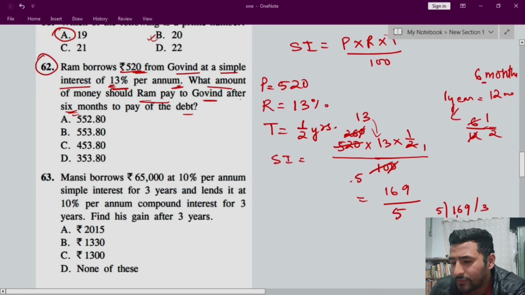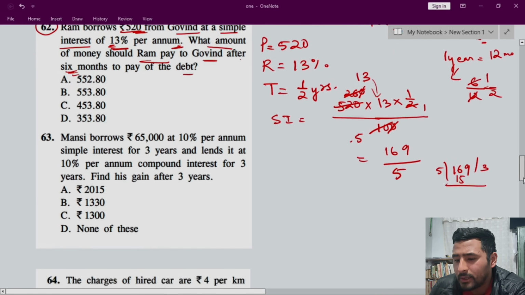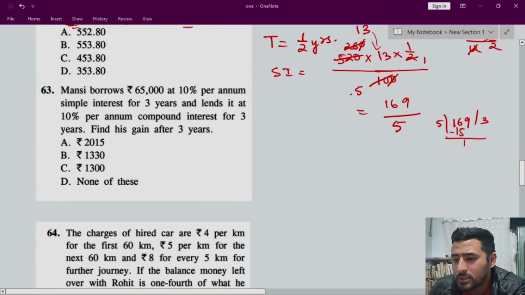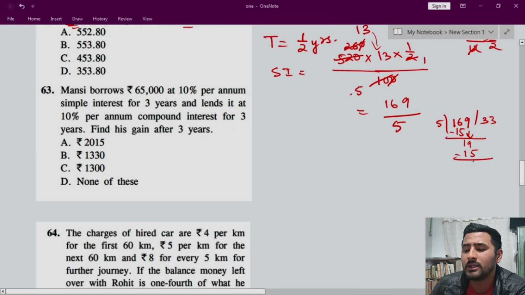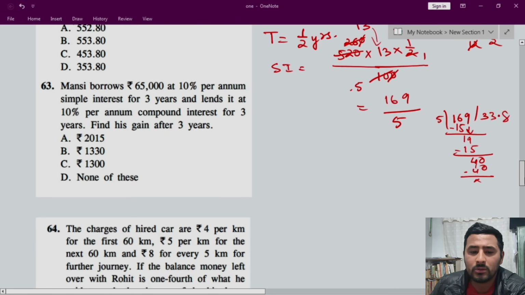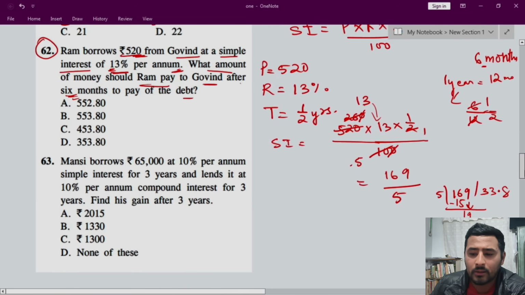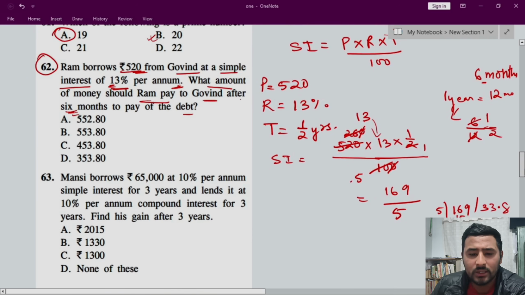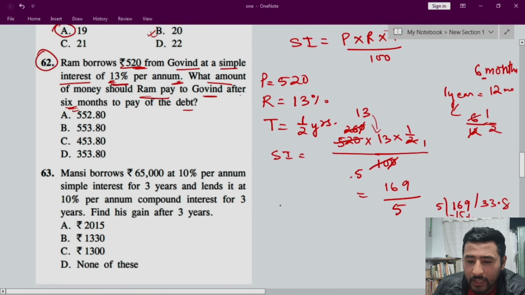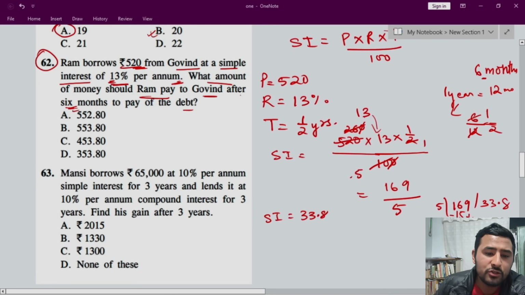So 5 threes are 15. 6 minus 5 is 1, then bring this 9 here. 5 threes are 15. You'll get minus 4. Then put the point, you give 0, it would be 40. 5 eights are 40. So we are getting how much? 33.8. We are getting 33.8 as the simple interest.